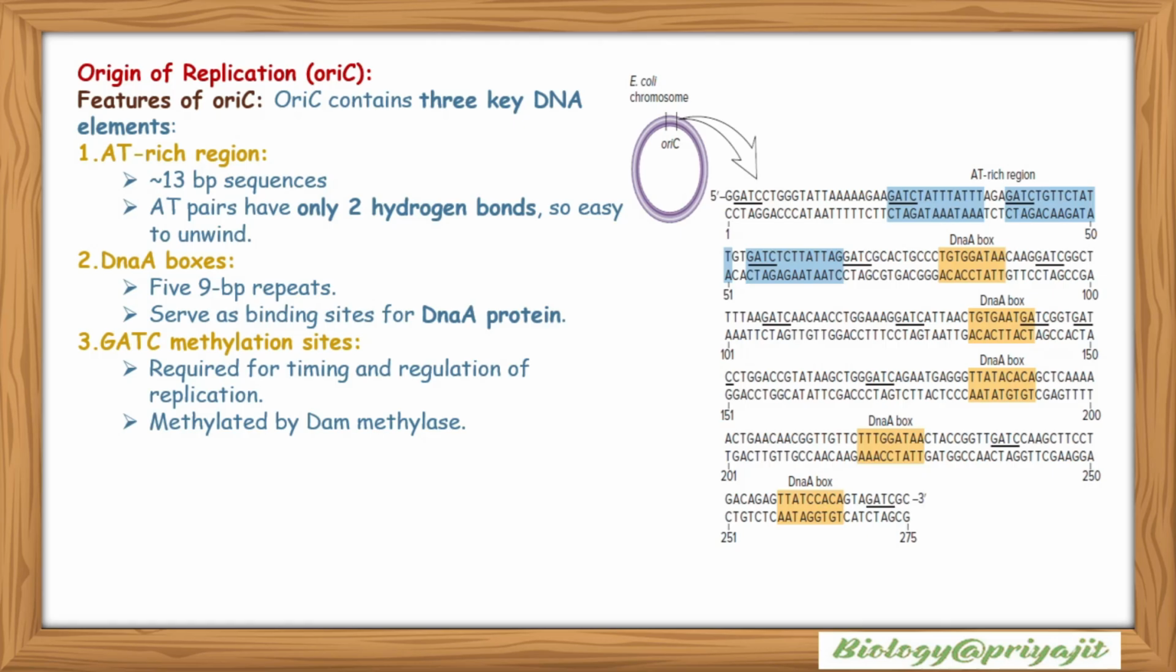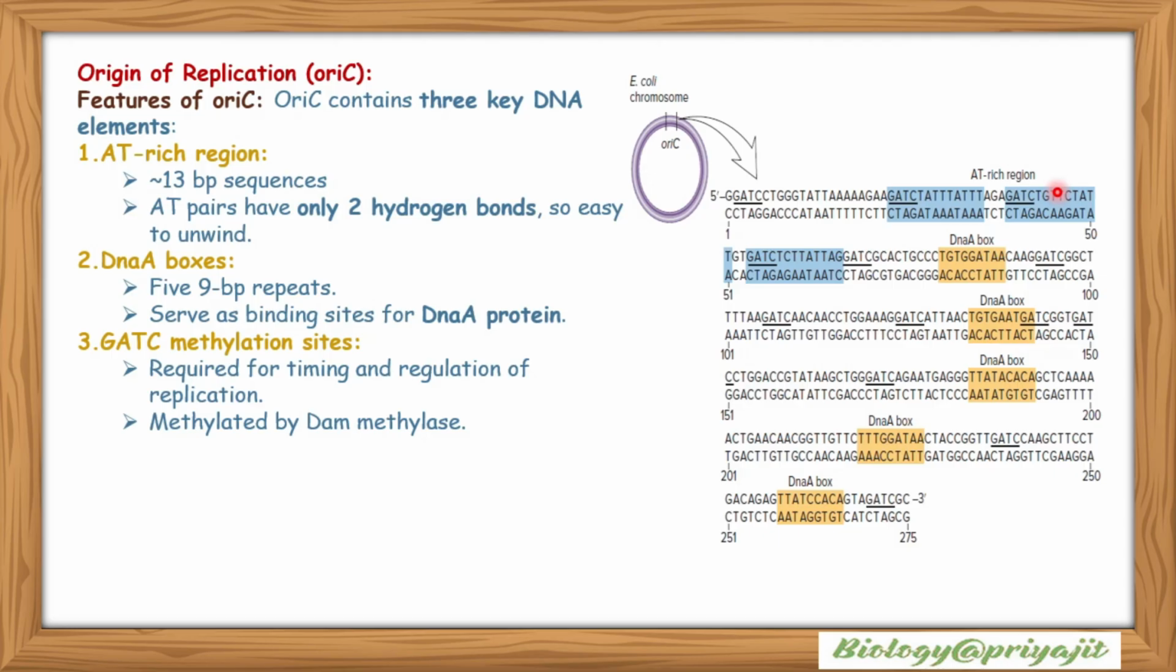Features of oriC: in bacteria or E. coli, oriC contains three key DNA elements. First one is the AT-rich region. The blue boxes are the AT-rich regions. These are 13 base pair long sequences. AT pairs have only two hydrogen bonds, so they are easy to unwind.